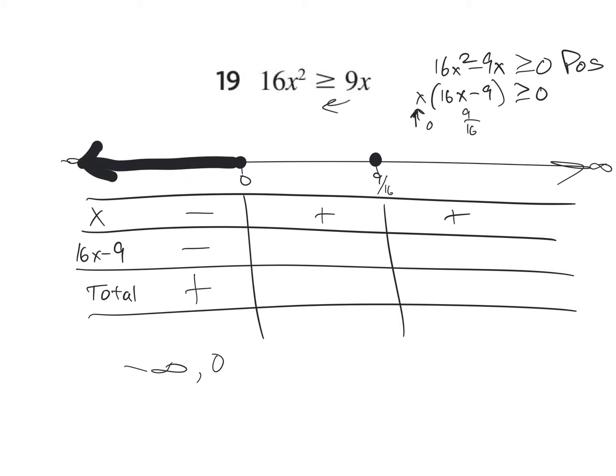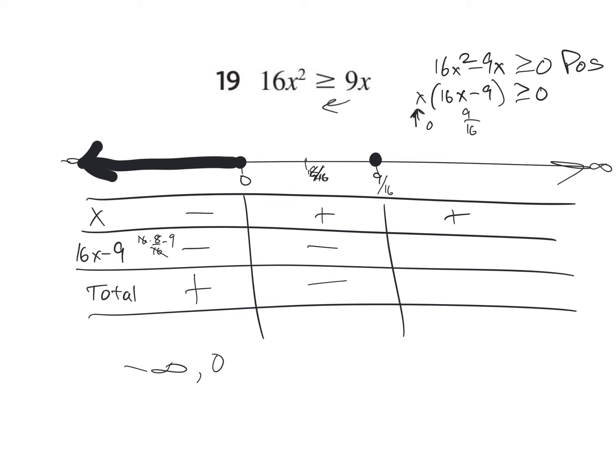Now let's check between 0 and 9/16. How about 1/2? 8/16 is 1/2. Let's plug 1/2 in. Or if you want, we could do 8/16. That'll be easier when you multiply by 16. So obviously x is positive. So 16 times 8/16 minus 9. The 16 reduced to 1. 8 minus 9 is negative. Multiply those two together, you get negative. You don't have to solve it.